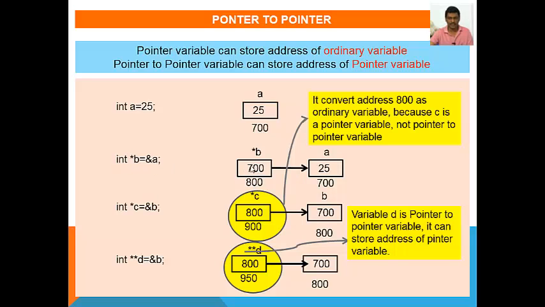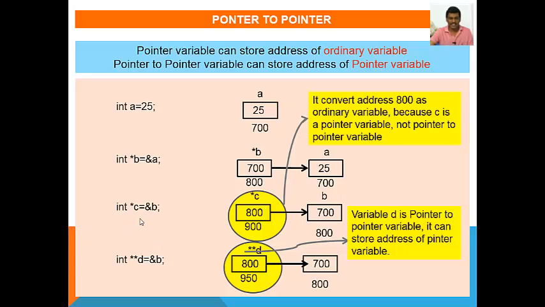In this line, b is a pointer variable. The address of a is assigned to b, so it points to that location. 700 is assigned here, so it points to that location. That is why it is called a pointer variable: a pointer variable points to the location of a variable.